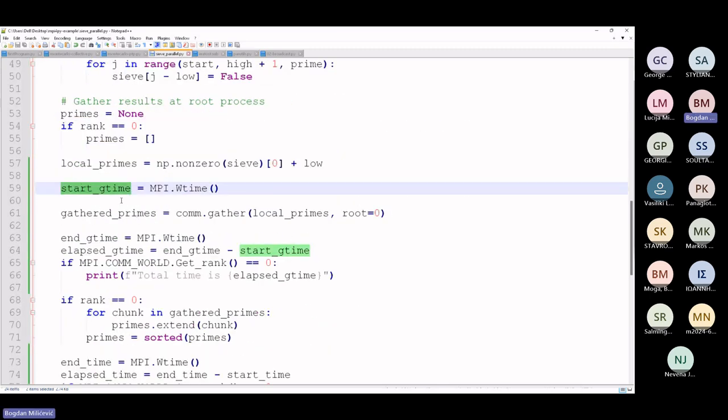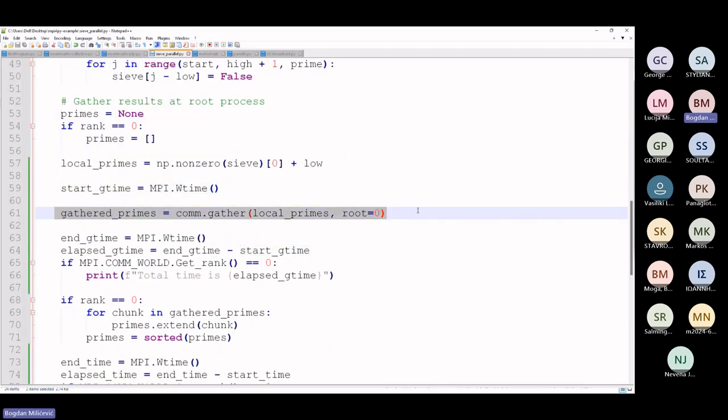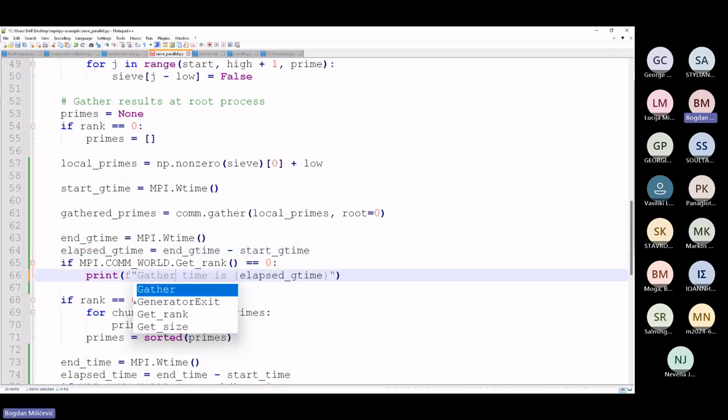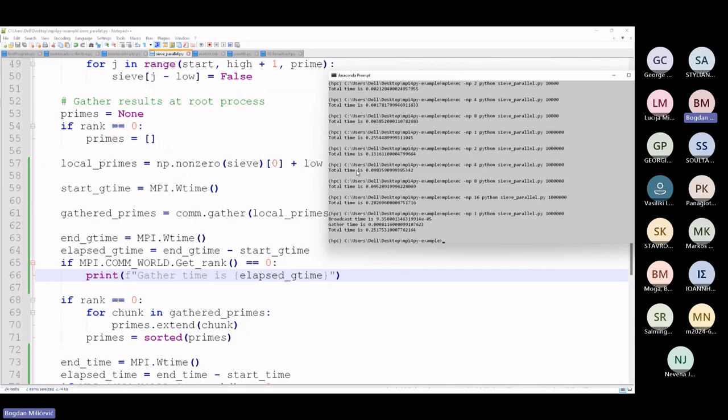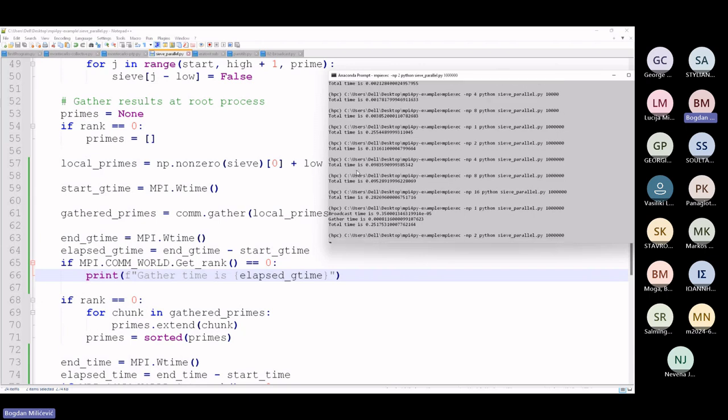Similarly, start G time before we call the gather function, and G time when we end the gather function. Elapsed G time we will get when we subtract these two. And let's see how things go. We run it in a single process. Broadcast seems to be a little bit faster than gather, which makes sense.